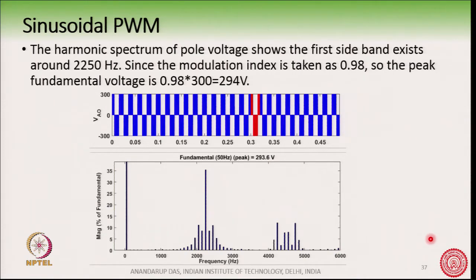So, the modulation index here was taken as 0.98. So, the peak fundamental voltage is 0.98 times Vd by 2, that is 294 volts. Okay. This much voltage is possible with a 600 volt DC bus, but in this case all the switches are rated for Vd by 2, that is 300 volts. Okay. Now, we note that these harmonics exist around 2250 hertz, which we will now see in a comparison.